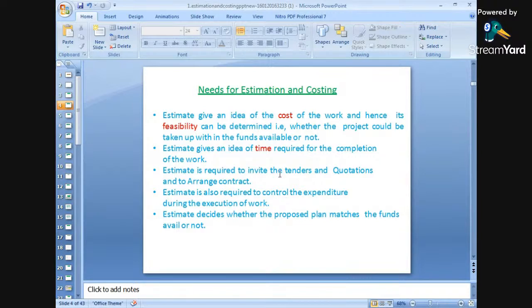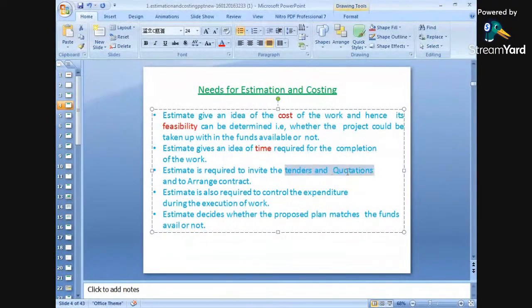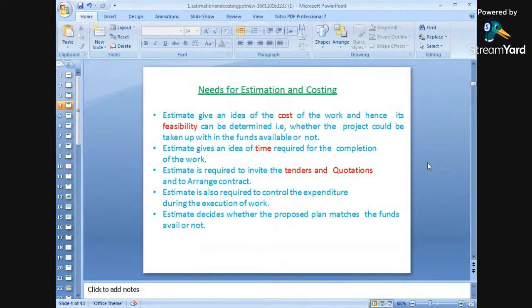Estimate is required to invite tenders. Nowadays in government bodies or in government or private sectors, work is carried out with the help of tenders. Various agencies, contractors, or vendors are invited to quote a particular rate against the particular type of work. So estimation is required to invite tenders and quotations, and to arrange the contractor for executing a particular type of work.